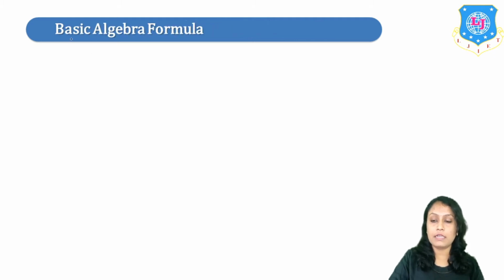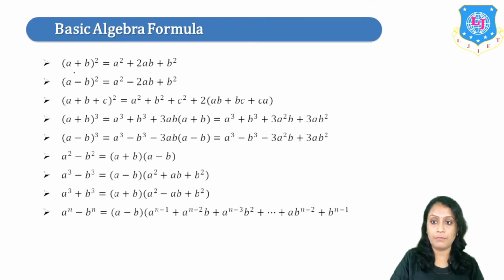Now let's study some basic algebraic formulas. The first one is (a plus b) whole square, that is a square plus 2ab plus b square. The next is (a minus b) whole square, that is a square minus 2ab plus b square. Next is (a plus b plus c) whole square, that is a square plus b square plus c square plus 2 times (ab plus bc plus ca).